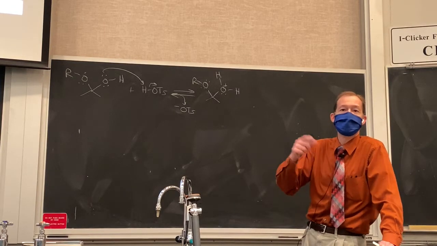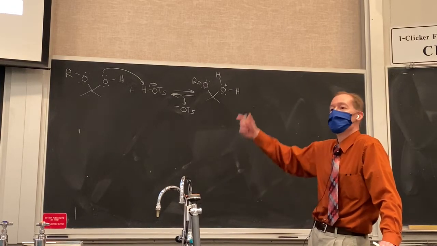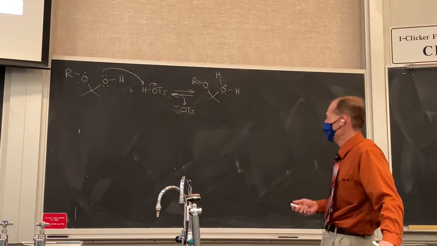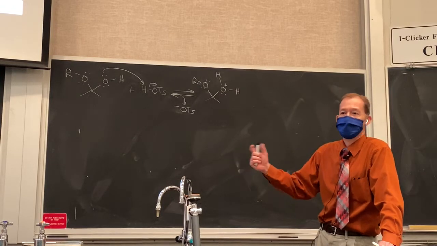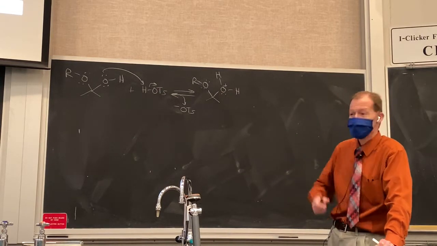Okay, remember this is an equilibrium, and so both are happening. But if we're removing water later on, we're going to be able to drive it to the right. So when we're drawing the mechanism, we're drawing it in the forward direction with our equilibrium arrows, recognizing that it can go either way.